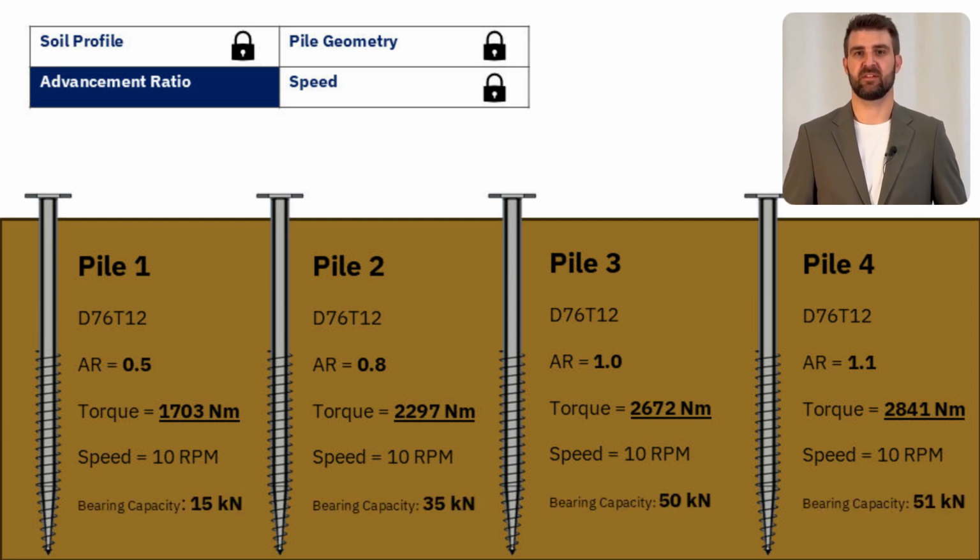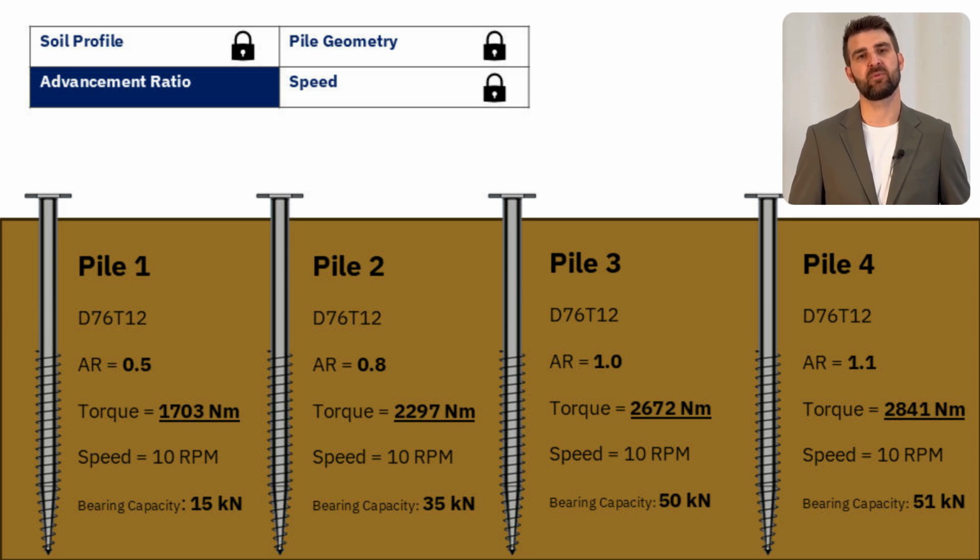But if we look at the bearing capacity from the static test, the first pile had only 15 kilonewtons because we are installing the screw pile as a drill, so we are loosening the soil around the screw pile, which will create a large amount of sediment that could cause the building to fail. Pile 2 had a bearing capacity of 35 kilonewtons because it was installed slightly better than pile 1, just within the recommended limits of the advancement ratio.